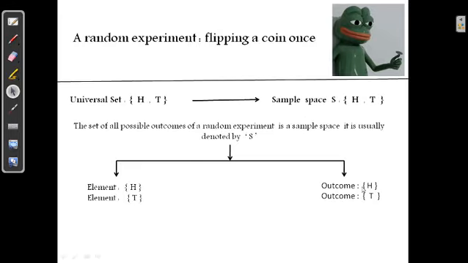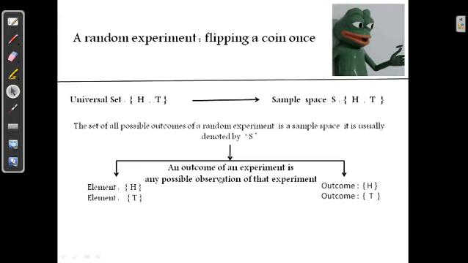So the outcome is either head or tail. So first is a sample space, and then it's an outcome. So what is an outcome? An outcome of an experiment is any possible observation of that experiment. So this is the definition for outcome.